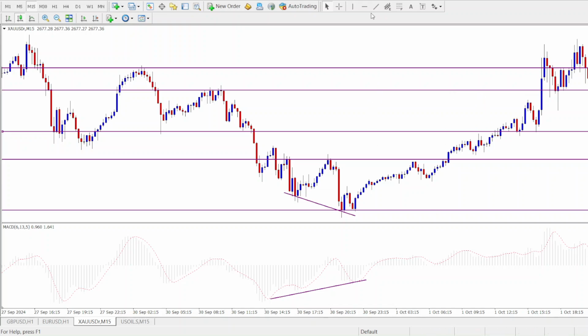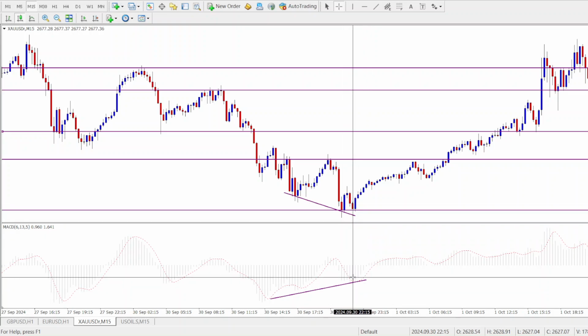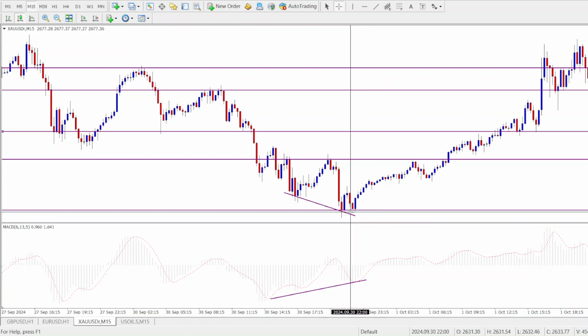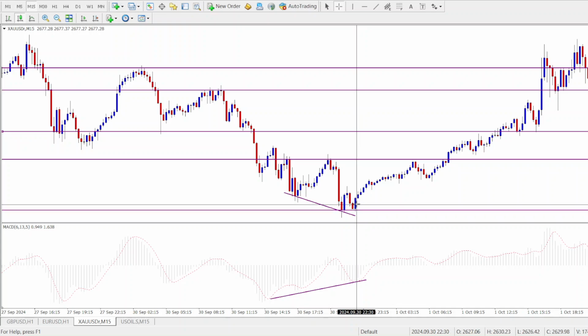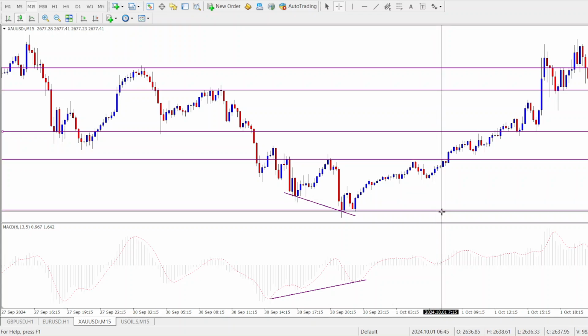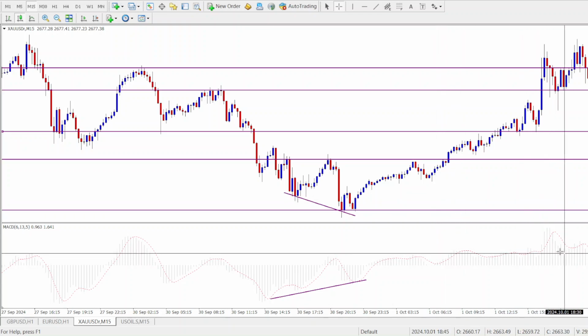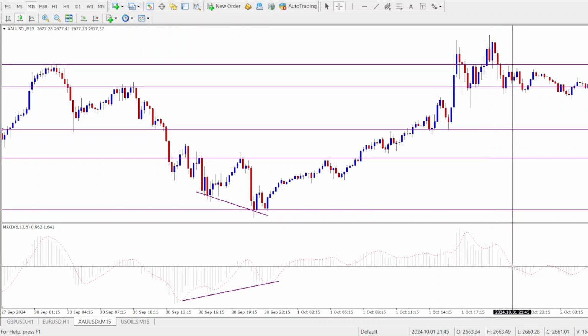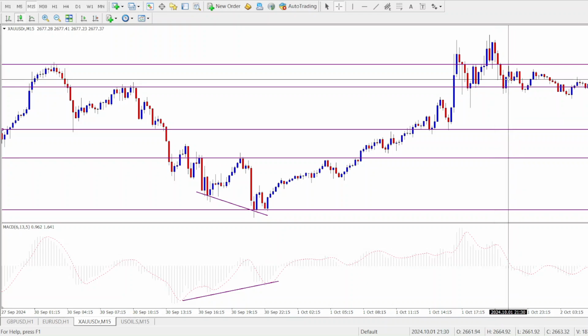As we can see, about this time that this divergence occurred, price was bouncing off a support zone. So that was going to serve as extra confirmation, and then we could have considered exiting our buy trade at the resistance, or we could have waited for the MACD line to cross below the zero line as an exit confirmation, and that happens somewhere around here.